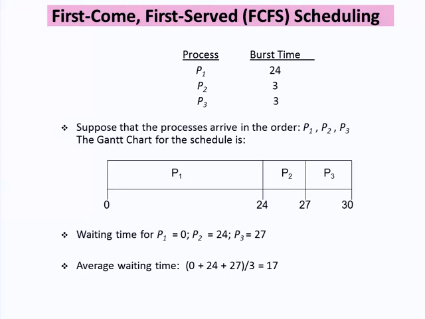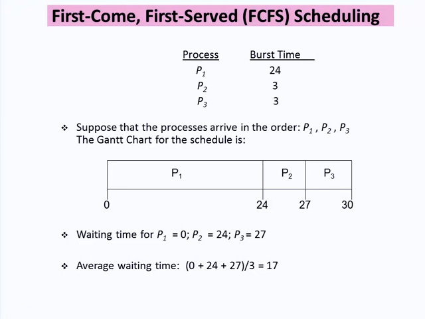So P2 had been waiting for 24 milliseconds. Okay. P3 had been waiting for 27 milliseconds. Okay. Now I have these waiting times, 0, 24, 27.